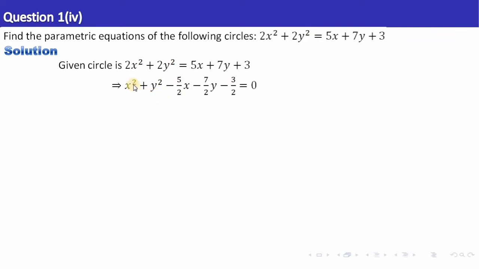Now what I am going to do is keep x terms together and y terms together. If I do that, we have x square minus 5 by 2 x plus y square minus 7 by 2 y, and we have minus 3 by 2 sitting separately. Now I'll make use of these and try to form a perfect square. Similarly, I'll do it for the y terms. Let's see how to do that.